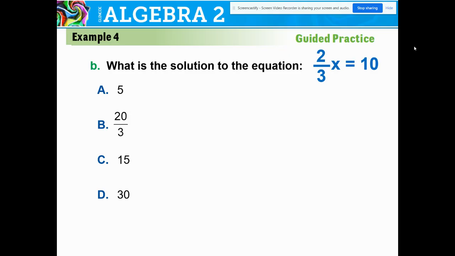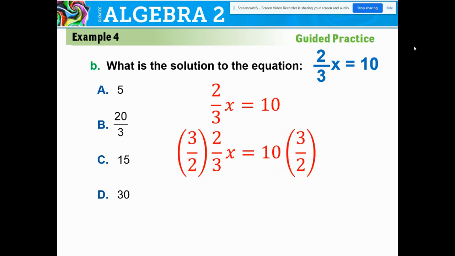Solve this equation. Well, let's rewrite it. We need to undo that 2/3. And to undo multiplying by 2/3, we can multiply by the reciprocal. The reciprocal is 3/2. So we multiply that on both sides of our equation. 3/2 times 2/3 is 1. So we just get x equals, and then we need to multiply that together. And our answer is 15.